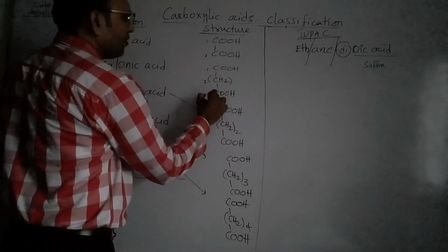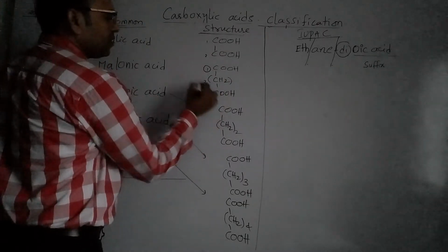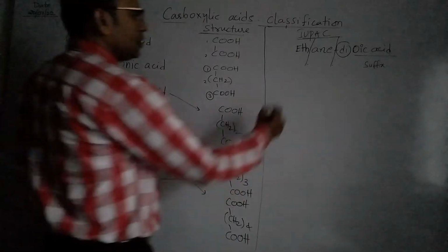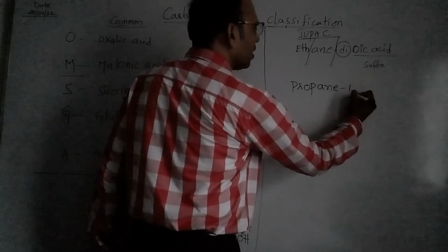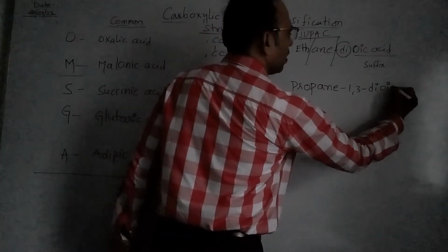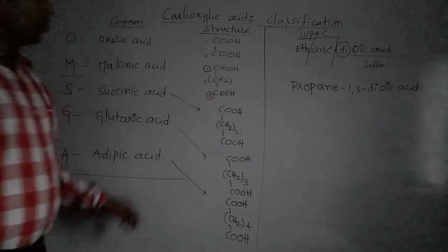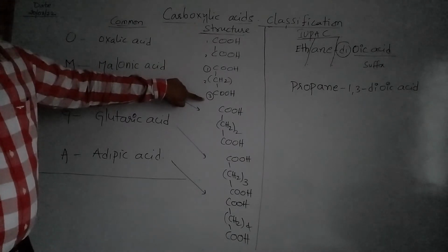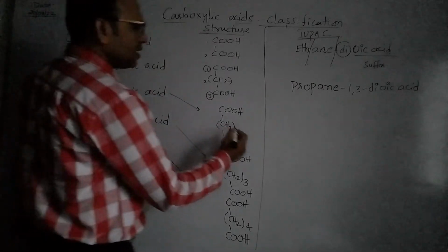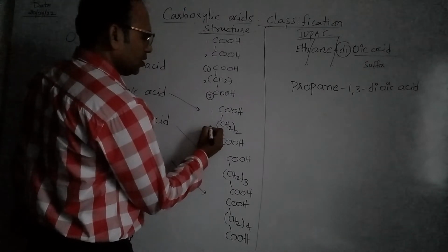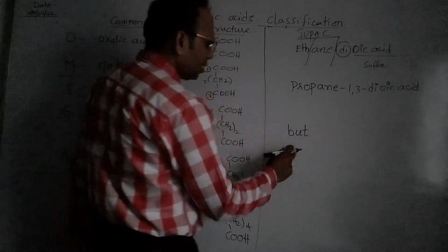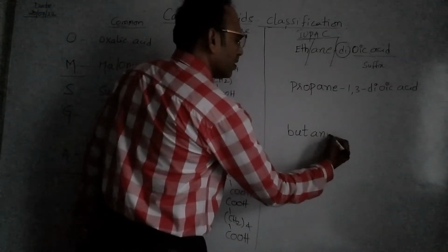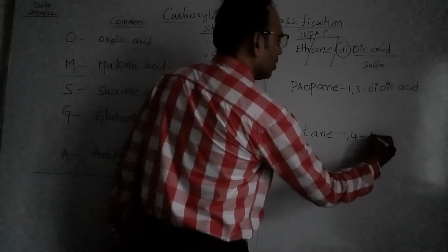Again, give numbering. You are having 1, 2, 3. And carboxylic acid groups are at the first and third position. So let us write down first the root word prop. Next, suffix ane, hyphen 1,3-dioic acid. Why did we write 1, 3? Because at the first position and third position you are having COOH groups. Similarly, here we have carbons 2, 3 and 4. 1, 4. Root word is but because 4 carbons. Suffix ane. Next, 1,4-dioic acid.